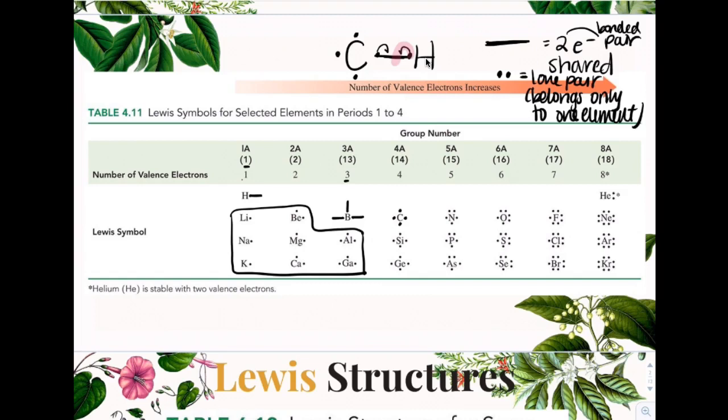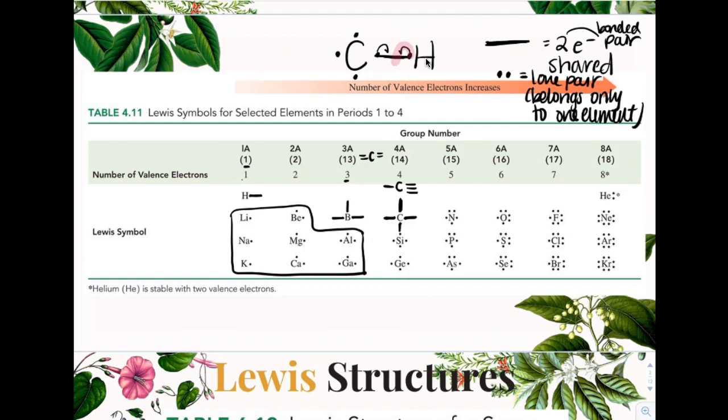Carbon is stable with 4 bonding groups, and those 4 bonding groups may look like this. They may look like a triple bond and a single bond, or they may look like 2 double bonds. You can have as many different bonding patterns as you can, but essentially carbon does not like to have lone pairs if it can help it, and so it likes to only have bonded electrons around it.